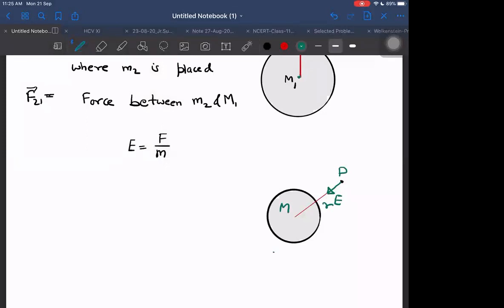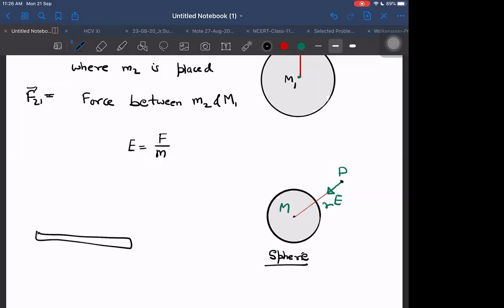It could be a solid sphere, or it could be any spherical symmetric mass distribution. So direction of field will be towards the body only, no, sir? Always towards the center, not towards the body. What do you mean by towards the body?